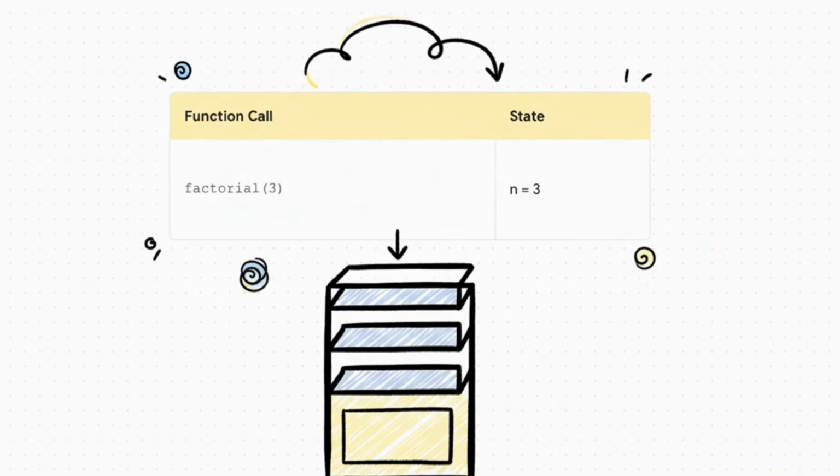Okay, so here's where it all kicks off. Our program calls factorial 3. Right away, a stack frame for this call gets pushed onto our, for now, empty call stack. Inside this frame, the value for its parameter n is 3. So far, so good. The stack has one frame.